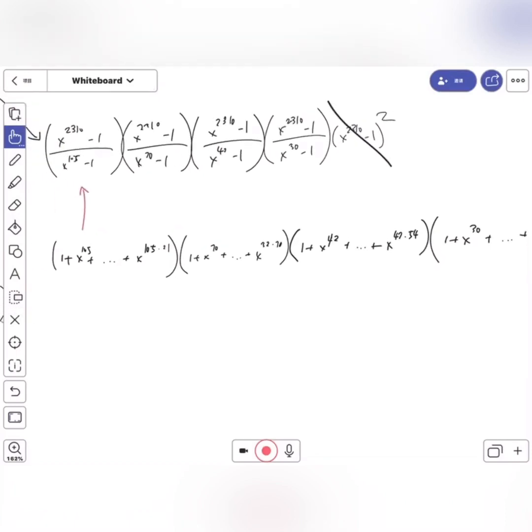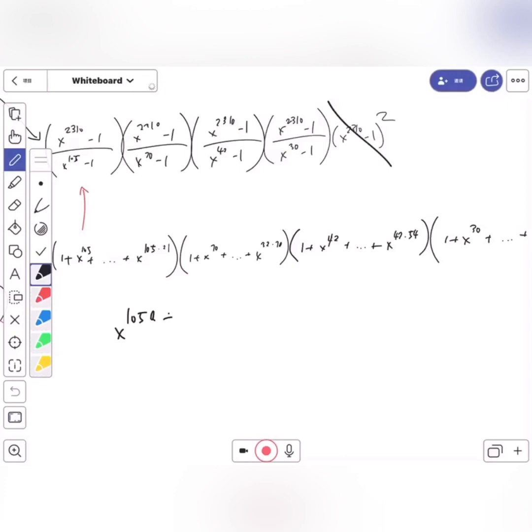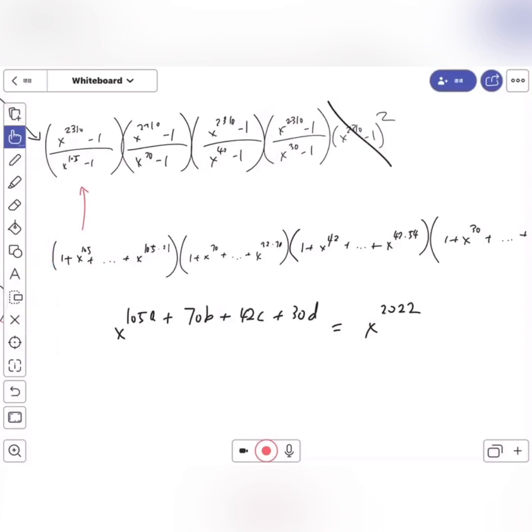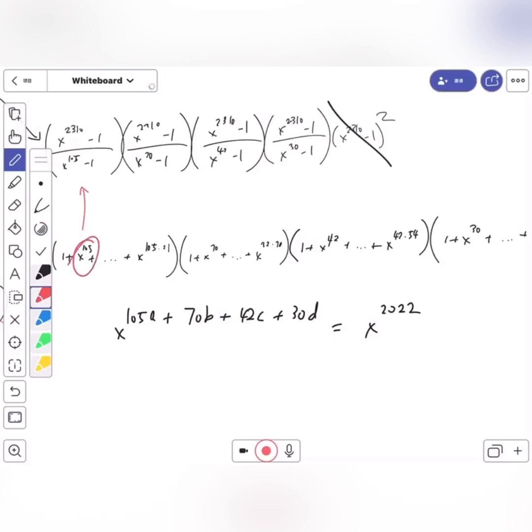Now you can see that we want x to the 105a plus 70b plus 42c plus 30d to be equal to x to the 2022. Because whenever we multiply, any term in this thing is going to be expressed as x to the 105a. And the same works for all of these.